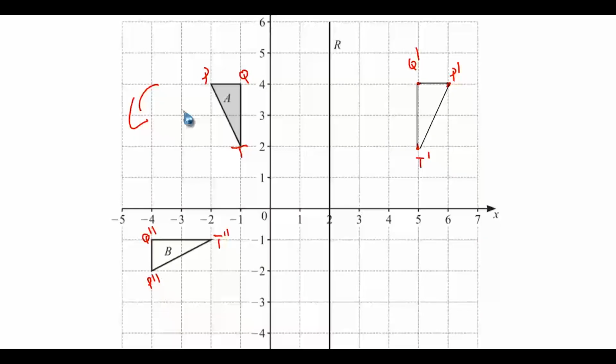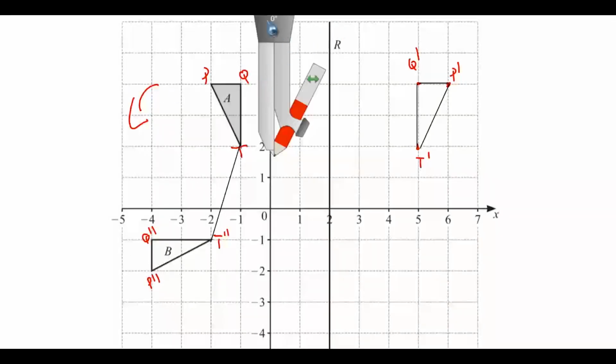So to do this, we need to connect two corresponding points together from the object and the image. So let's take T and T prime prime. That is one pair. Then we'll take a pair of compasses and a ruler. Okay, then we'll bisect that line. Okay, so let's do that now.